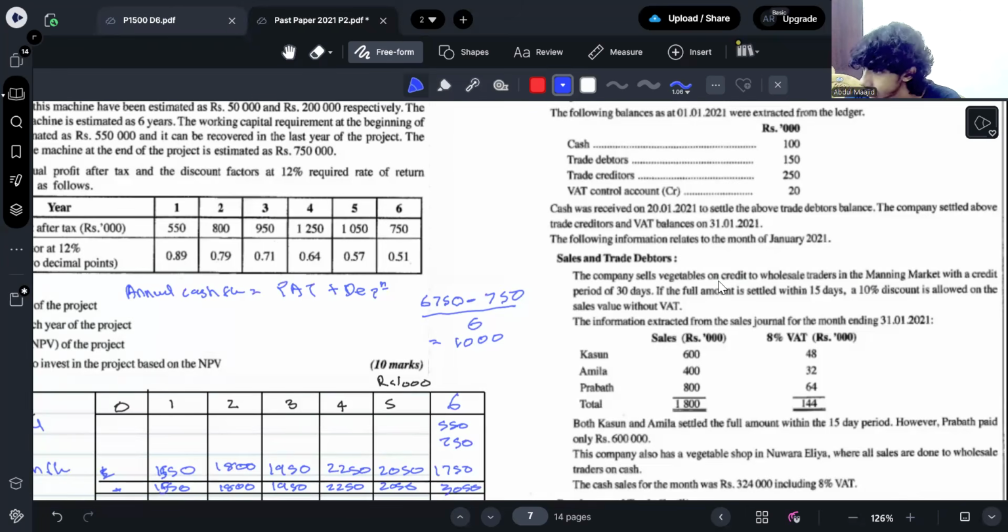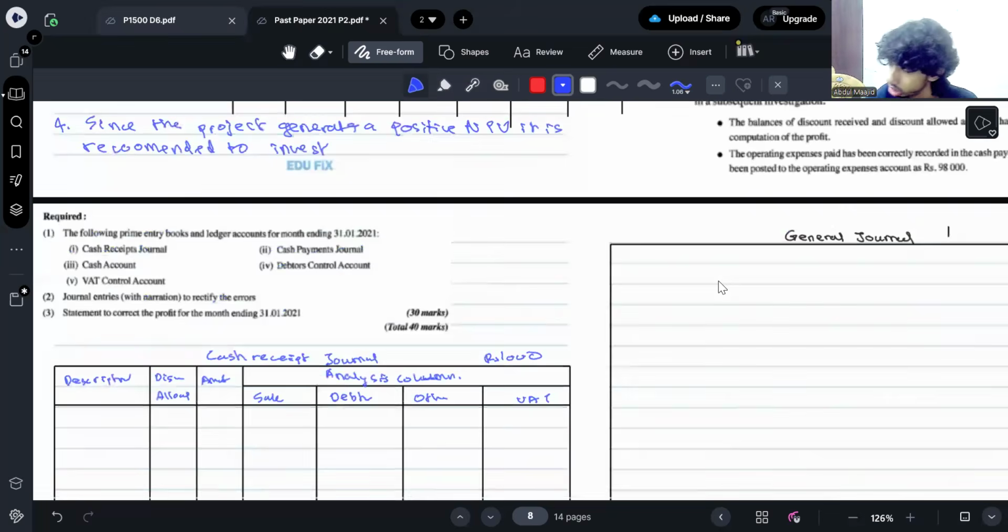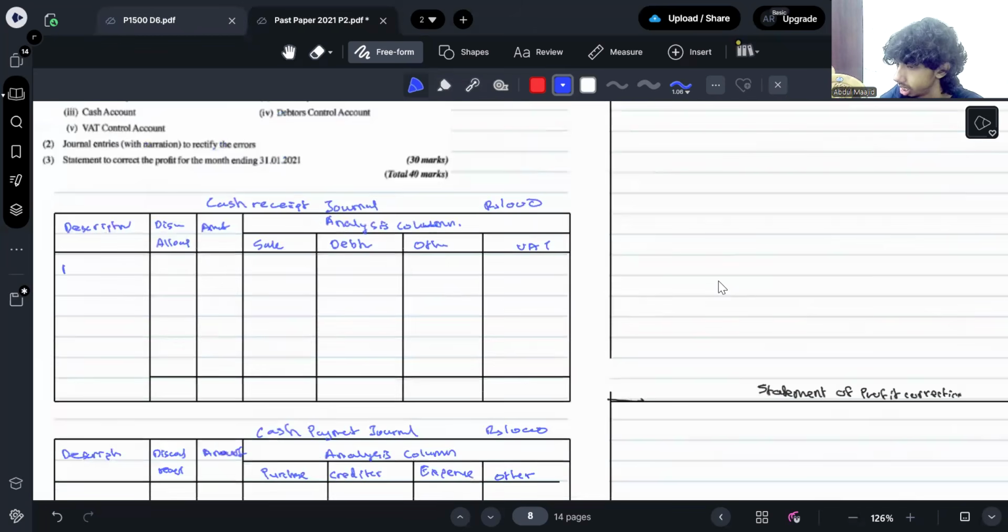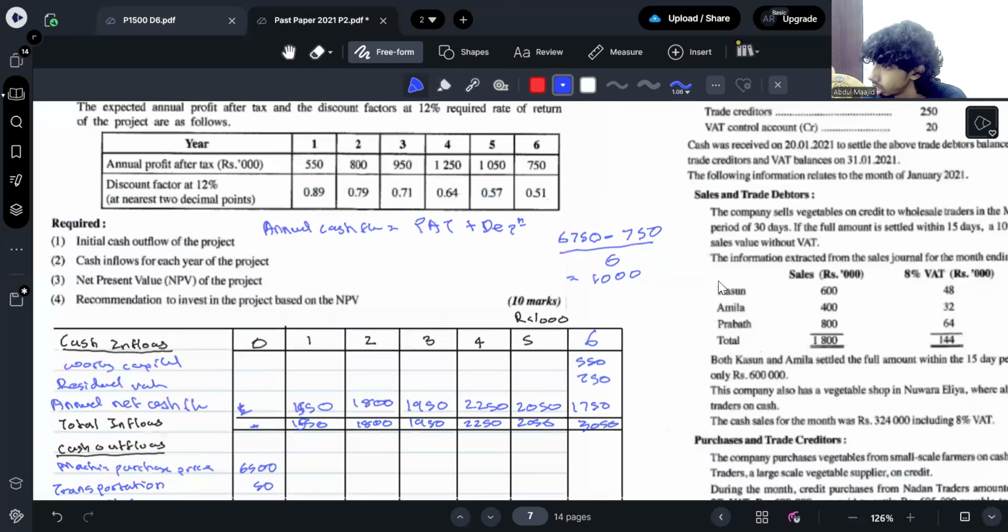Okay, on 20th of January, to settle the above trade debtor balance. This balance, the debtor had paid. Okay, so then that will be a receipt. Under cash receipt journal, you can say debtor 150, and amount also 150.